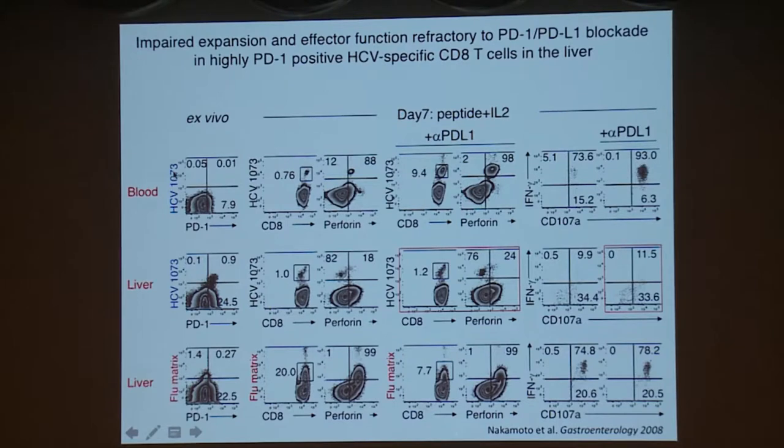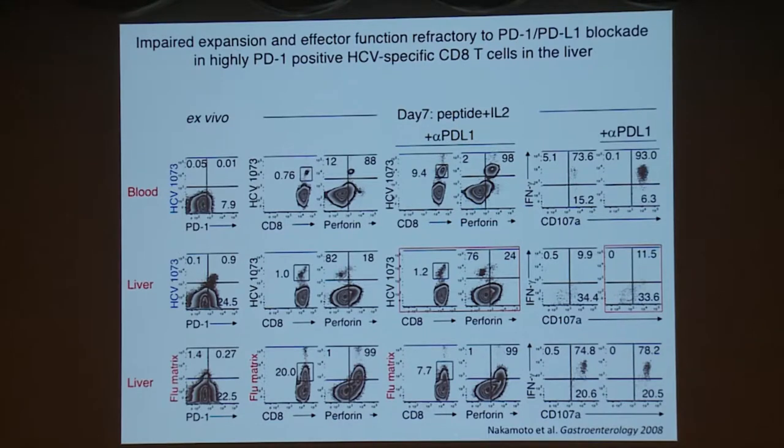HCV-specific CD8 T cells in periphery, which express lower PD-1 ex vivo, expanded well and gained effector functions such as perforin and CD107 and interferon-gamma secretion positive cells after peptide stimulation. Furthermore, PD-L1 blockade augmented the effector function from 0.7% to 9.4%.